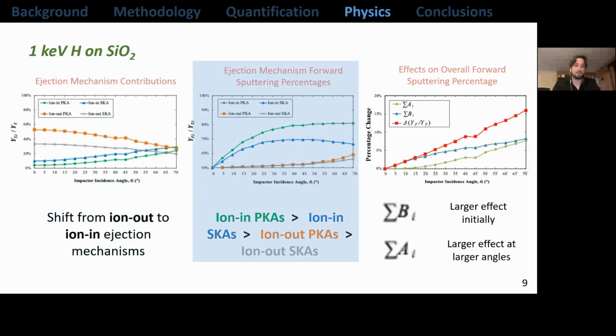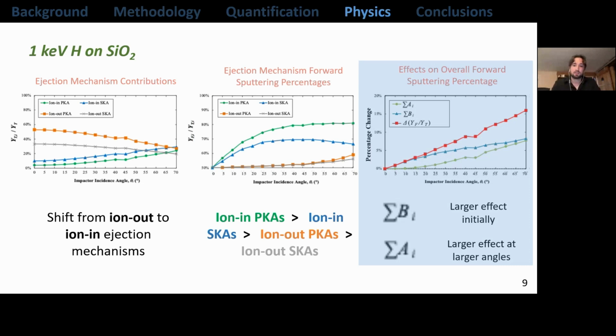Then for ejection mechanism forward sputtering percentages, we've taken the forward sputtering yield for a given mechanism relative to the total yield for that mechanism. And we can see that as a function of incidence angle, ion in primary knock-in atoms are sputtered forward at the highest rate, followed by ion in secondary knock-in atoms, and then the ion out ejecta, which are sputtered nearly isotropically.